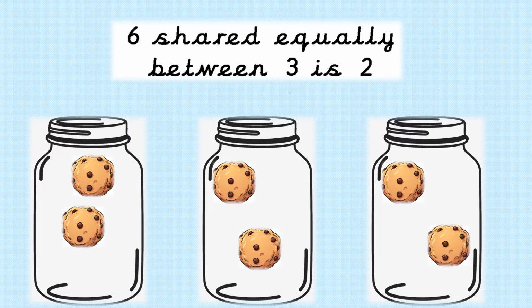Okay, so we shared those 6 cookies equally between 3 jars. There's 2 in this jar, 2 in this jar, and 2 in this jar, and they're all equal. Now what we would normally do in class is we would have objects. It might be counters, it might be pencils, anything we could get our hands on. And we would take those 6 objects and we would actually practice sharing them out physically into 3 equal groups. So you could do that at home if you like. So 6 cookies shared equally, that's that really important word, between 3 is 2. Each jar got 2.